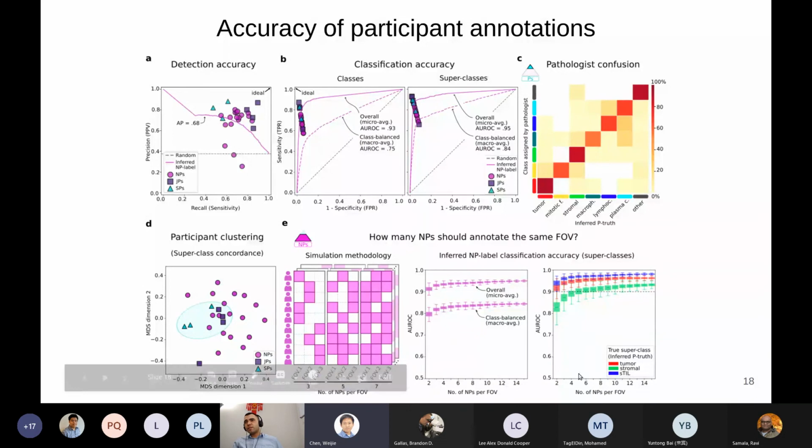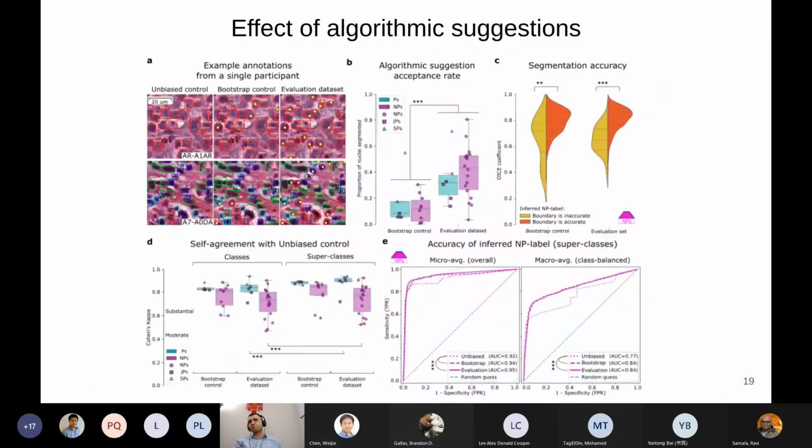Another thing we did is we did some simulations, essentially seeing how many people per field of view we need to classify a particular class accurately. Now, this is fairly specific to our problem, but it illustrates that this is class dependent. So for classifying stromal cells accurately, you need 6 or more people per field of view in the multi-rater data. Whereas classifying tumor or lymphocytes is an easier problem. 2 people are enough to get that. But of course, the more the better.